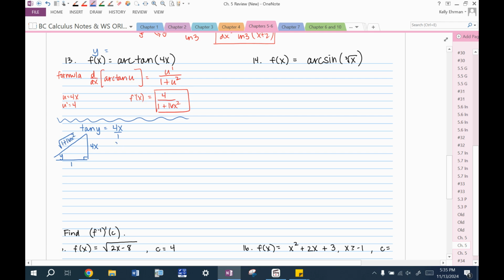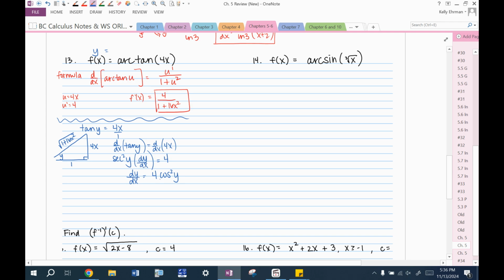And then I take the derivative with respect to x of both sides of this equation. The derivative of tangent is secant squared y, dy dx, chain rule. The derivative of 4x is 4. We can divide by secant squared, or dividing by secant squared is the same as multiplying by cosine squared.